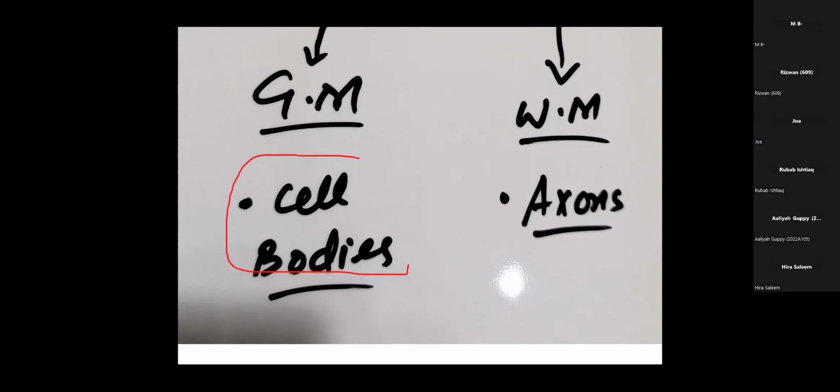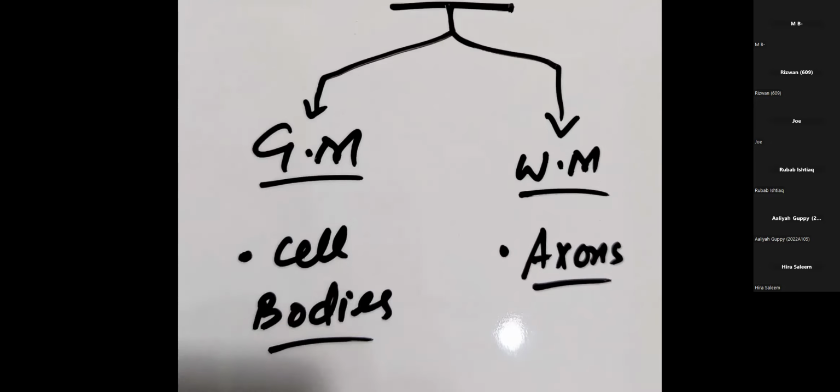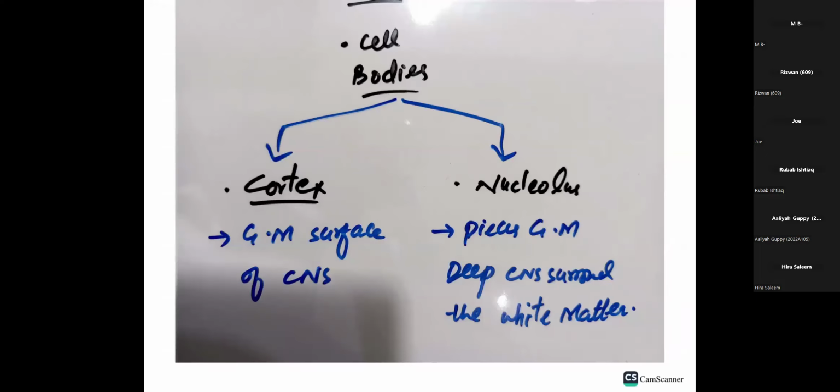The very basic concept of neuroanatomy is what is gray matter and what is white matter. If you have a crystal clear concept of gray matter and white matter, it will be easier for you to cover the other aspects of neuroanatomy. So what is gray matter? Cell bodies of the neuron. And what is white matter? Axons of the neuron. We have divided the gray matter, or cell bodies of neurons, further into two types.